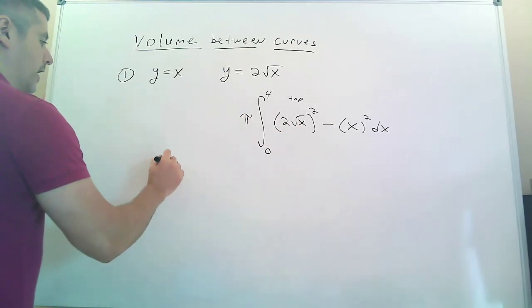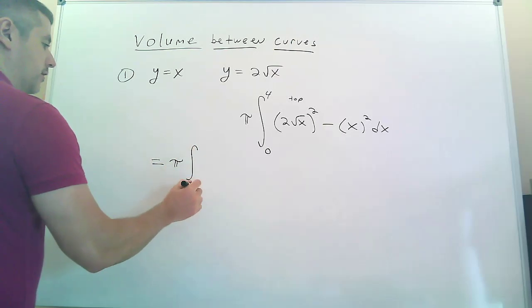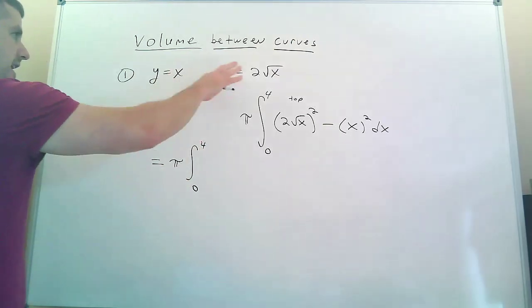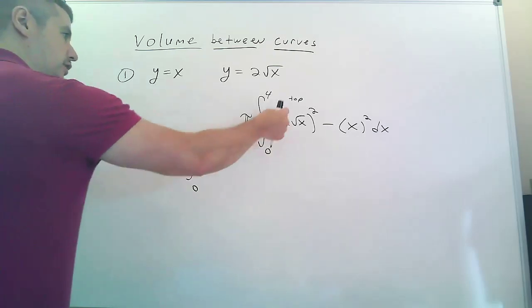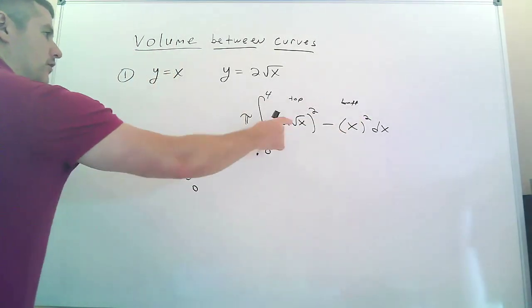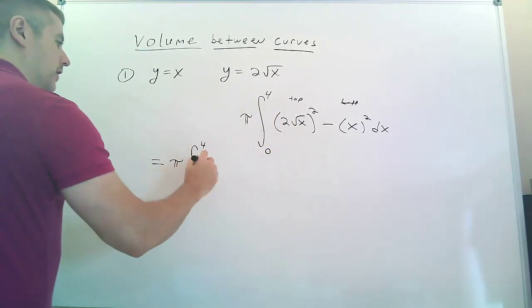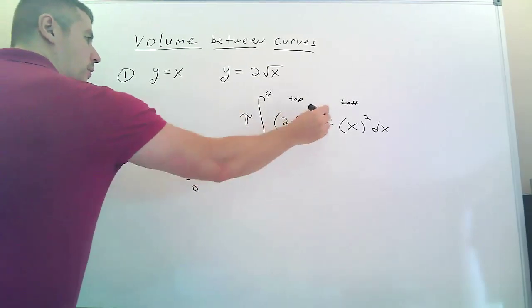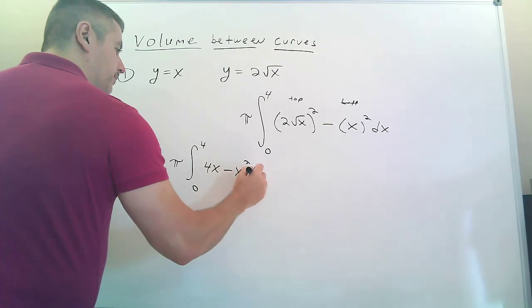So first I'm going to square everything, right? I'm going to integrate from 0 to 4. I found that by setting them equal together. I drew a rough sketch so I knew that this one was on the top. This one was on the bottom. So now again, when I square that, I'm very careful. I get 4x. When I square that, I just get x squared.